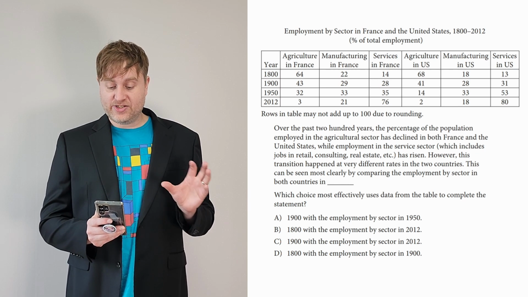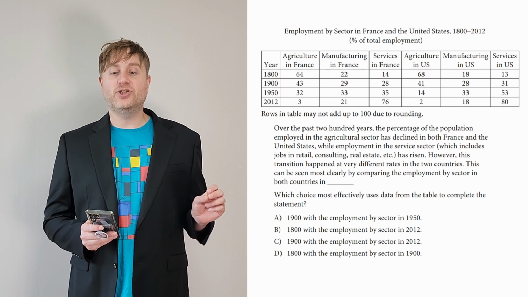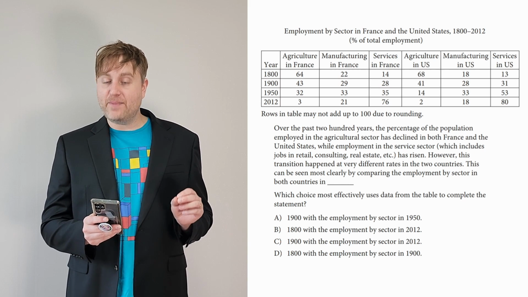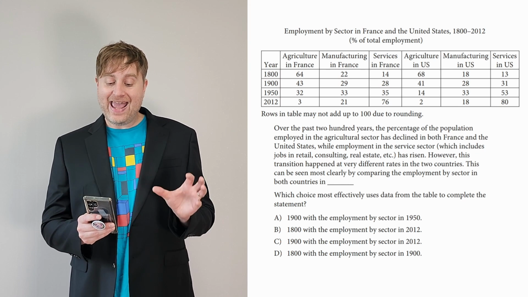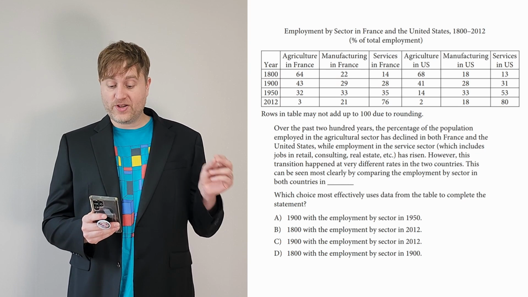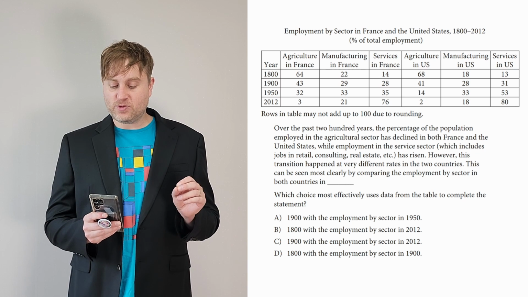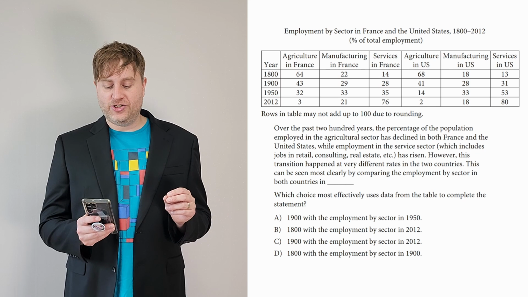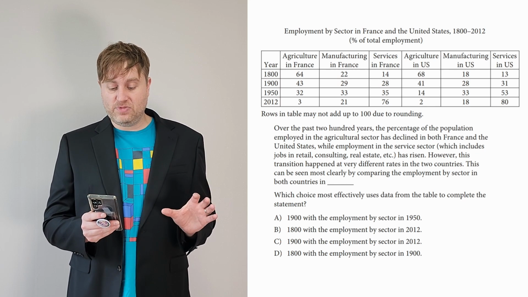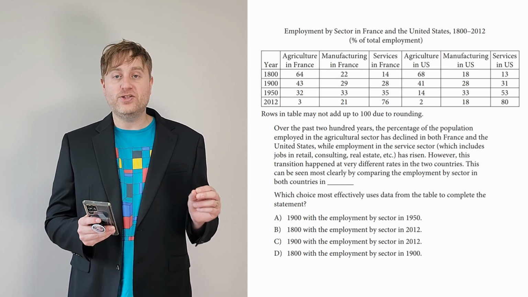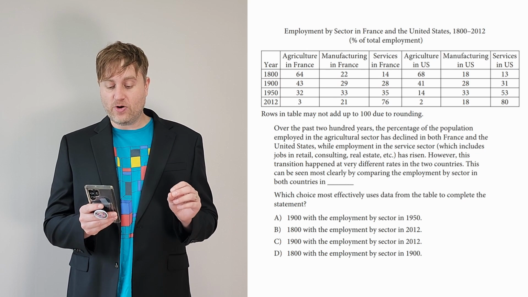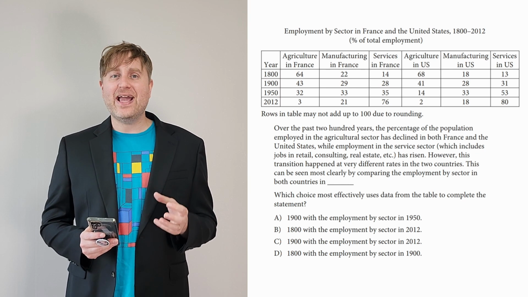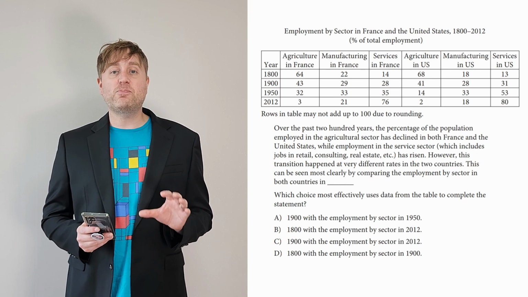Now, A is asking us to compare employment by sector in both countries between 1900 and 1950. Looking at the table, we can see that between 1900 and 1950, agriculture in France fell from 43 to 32%, while services rose from 28 to 35%. That seems like a fairly moderate change. Now looking at the US, between those same years, agriculture fell from 41 to 14%, while services rose from 31 to 53%. That's a much bigger change, which means that answer A appears to match our prediction, so it's probably correct.